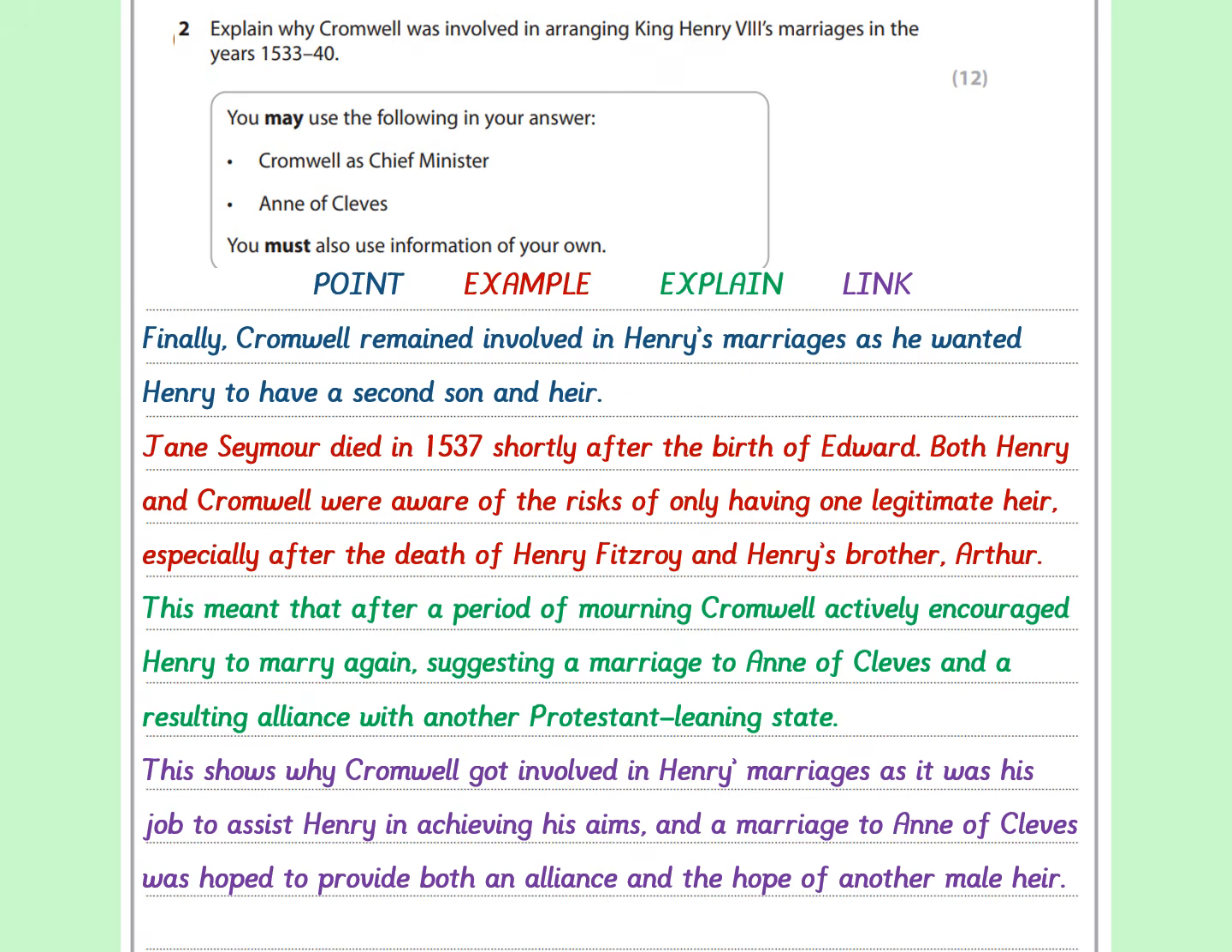This shows why Cromwell got involved in Henry's marriages, as it was his job to assist Henry in achieving his aims, and a marriage to Anne of Cleves was hoped to provide both an alliance and the hope of another male heir. Of course, you might already be aware that doesn't quite go to plan, but that's not relevant to this question. Again, a nice mix of AO1 and AO2 marks throughout.